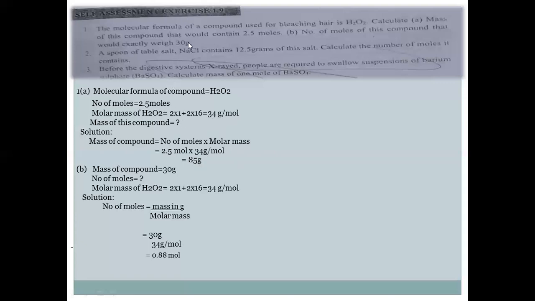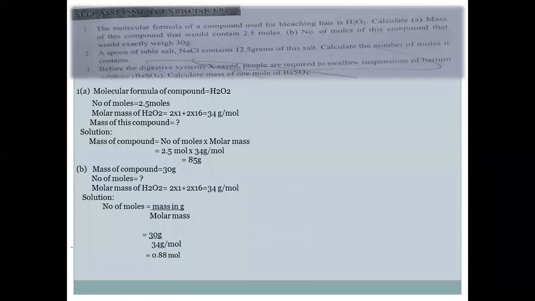In part B, grams are mentioned and they ask about the moles. So we will use another formula. The number of moles is equal to mass in grams over molar mass. Mass in grams is 30 grams. The molar mass we just found here, that was 34 grams per mole. And 30 grams divided by 34 grams per mole will give me the answer 0.88 moles. So the moles of this 30 grams of hydrogen peroxide are 0.88 moles. Again, I told you both methods are correct, whether you use the formula method or the BS method.